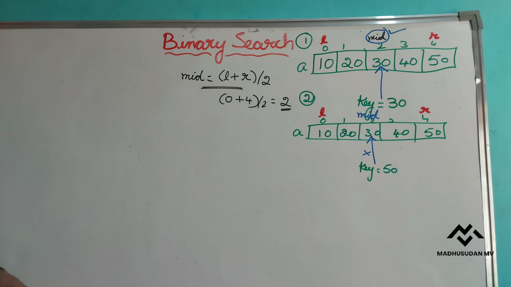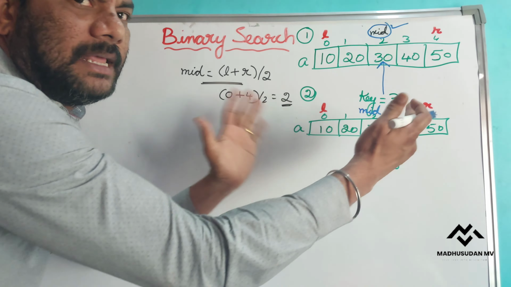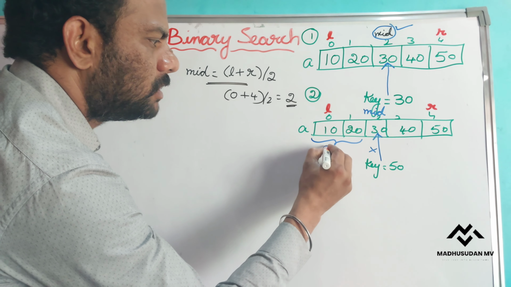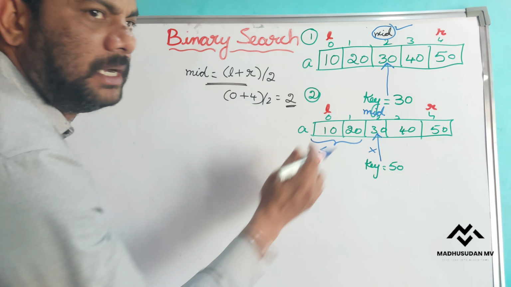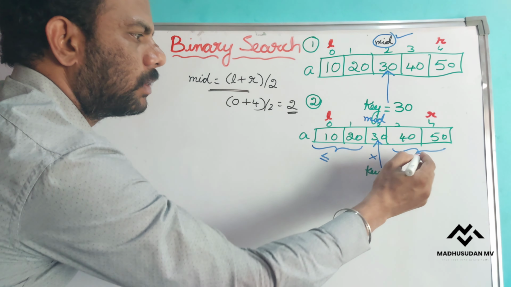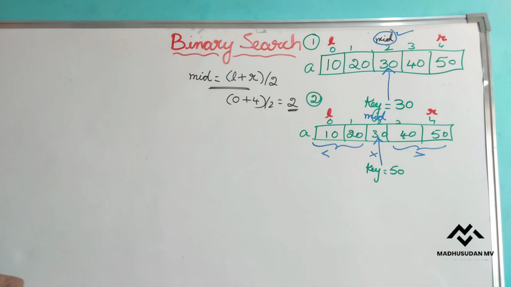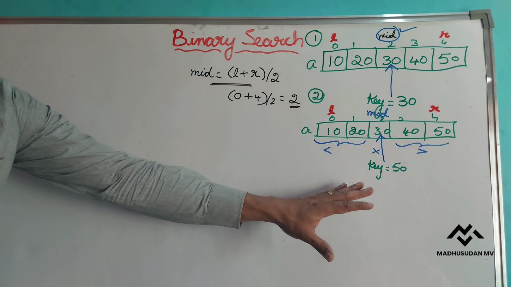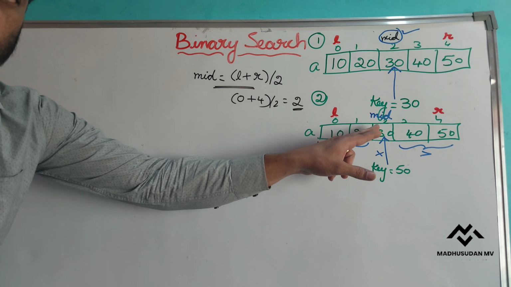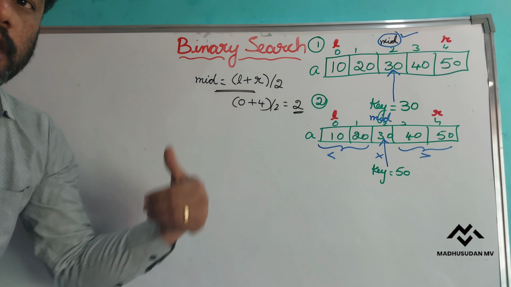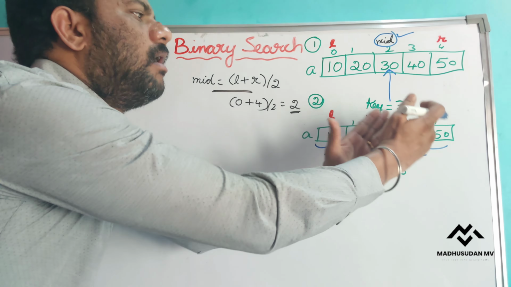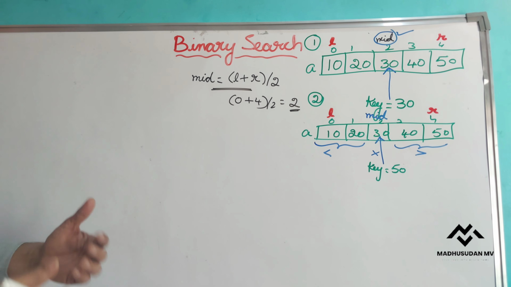Now what to do? Since the array is already sorted, these are the elements which are lesser than the mid element, and these are the elements greater than the mid element. Since all the elements are sorted and the key element is not equal to the mid element, I need to decide whether to search in the first half or in the second half. So how to decide?